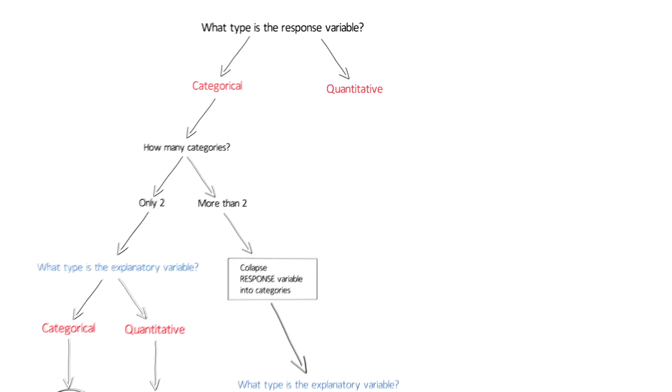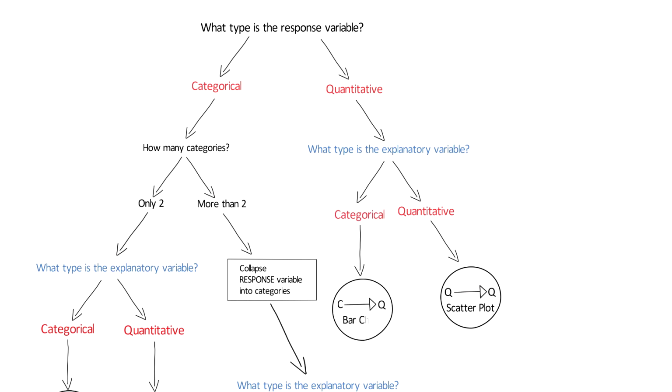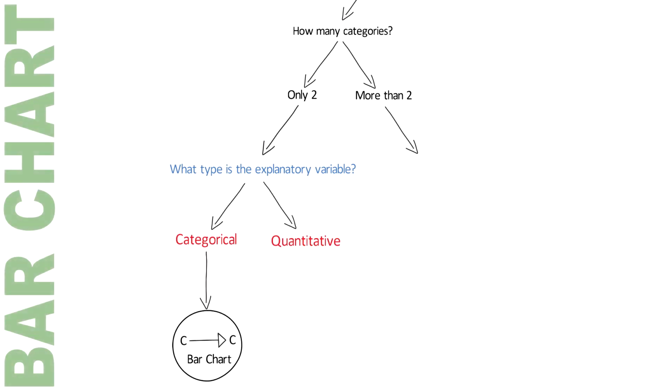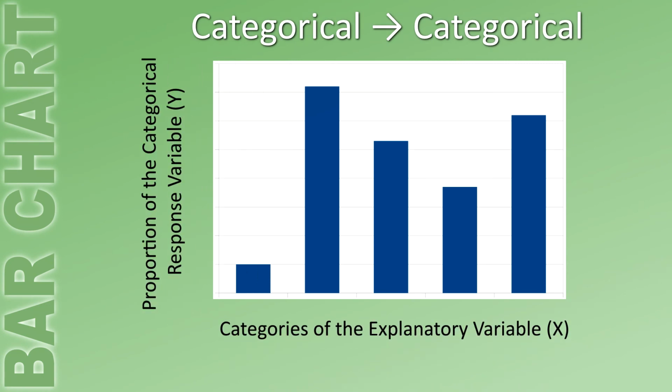We've worked through each type of bivariate or two-variable graph, highlighting when and how each should be used to visualize a relationship. Now, let's just very briefly summarize. When visualizing a categorical to categorical relationship, we use a bar chart with explanatory categories on the x-axis and the proportion of our response variable on the y-axis.